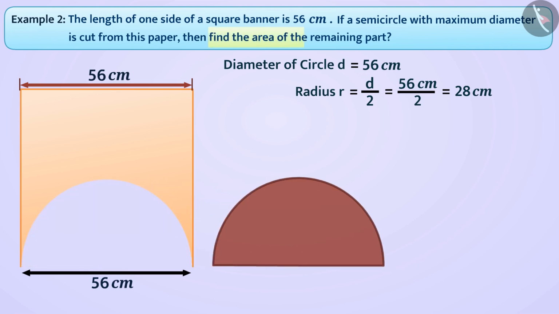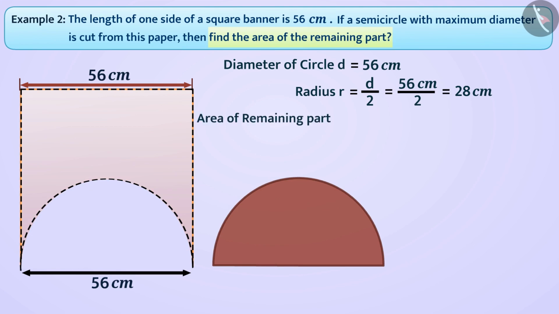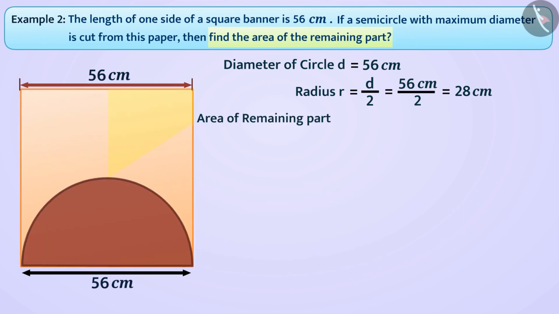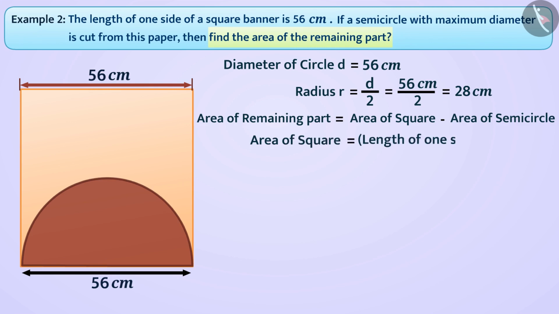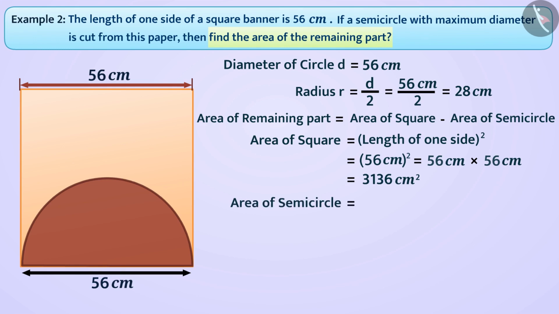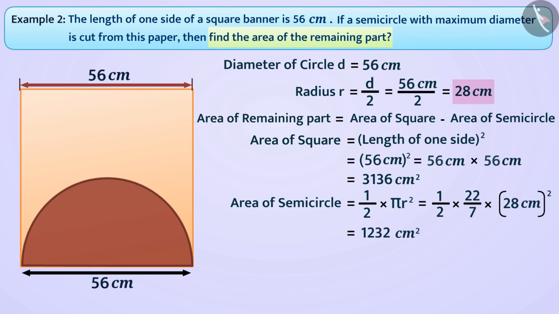We have to find the area of the remaining part of the square paper except the area of the cut semicircle. We can get this by subtracting the area of semicircle from the area of the square. Here, area of a square is length of one side square, which is equal to 3136 square centimeter. Similarly, we get an area of semicircle with a radius of 28 cm as 1232 square centimeter.